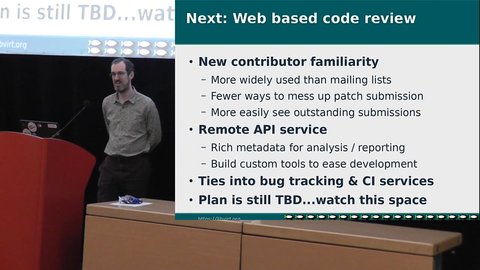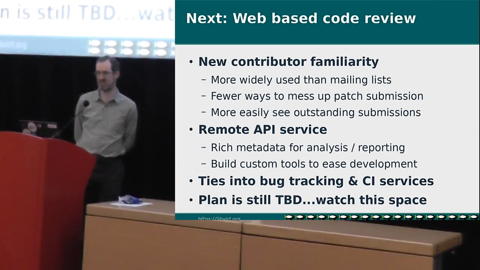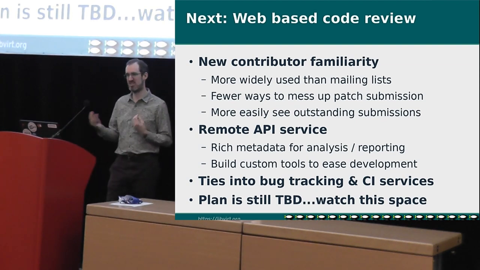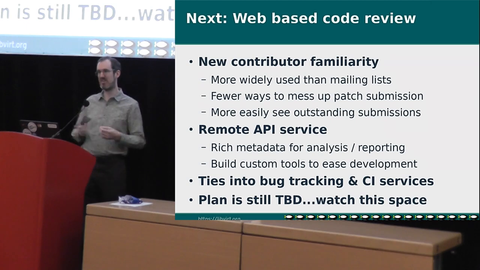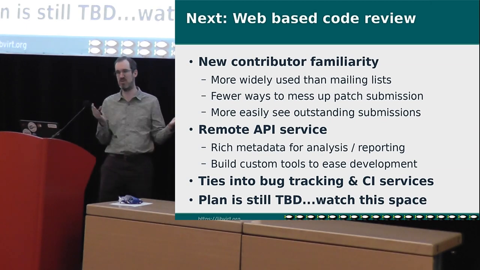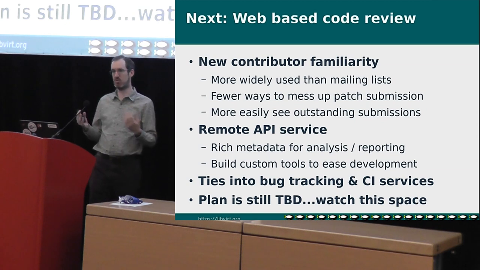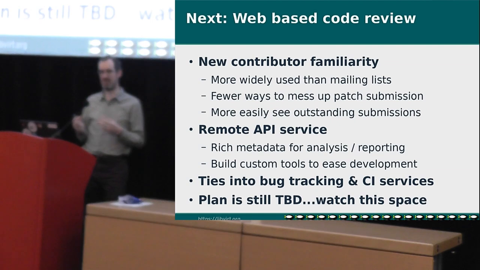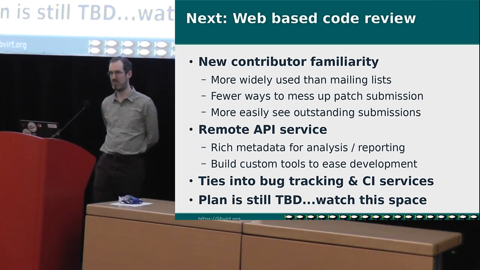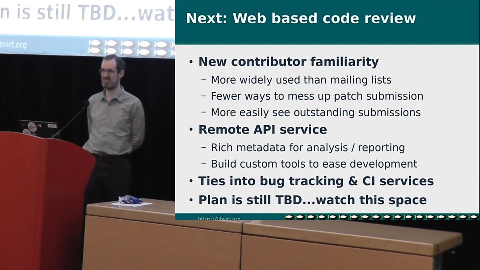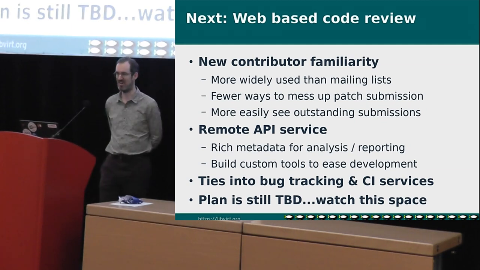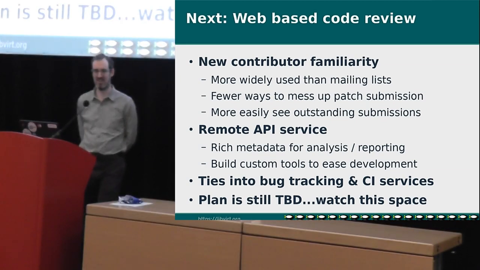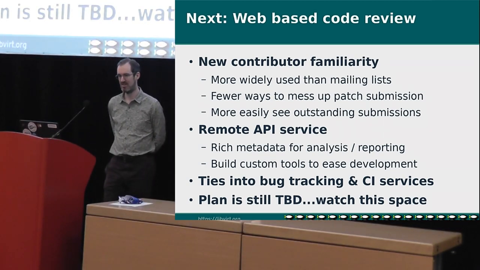So we've been seriously considering the use of web-based code review tools such as GitLab or GitHub. We haven't made any decisions in this area, but I think it's clear to see, looking at the open source community in general, that these web-based tools have been very widely adopted, and projects using mailing lists are becoming very much the minority out there, and contributors kind of expect to be able to just send a pull request to a project, and that is the expected interaction model. So we've got to seriously consider that for Libvirt.